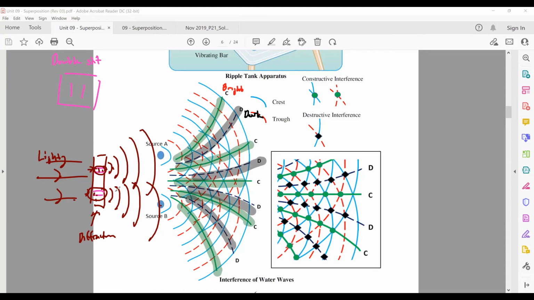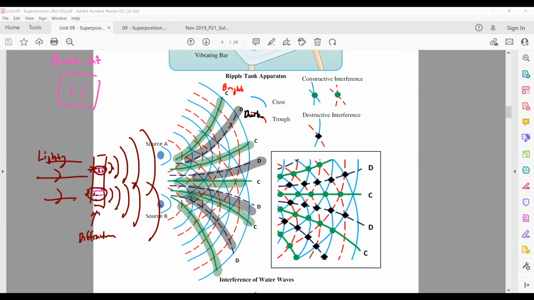Okay, so the principle is still the same as the water waves. You will still have regions of constructive and destructive interference, but because of the property of the waves, the property of the interference pattern will be slightly different. So constructive interference, you expect to see something that's very bright. Destructive interference, you expect to see something that is really dark.